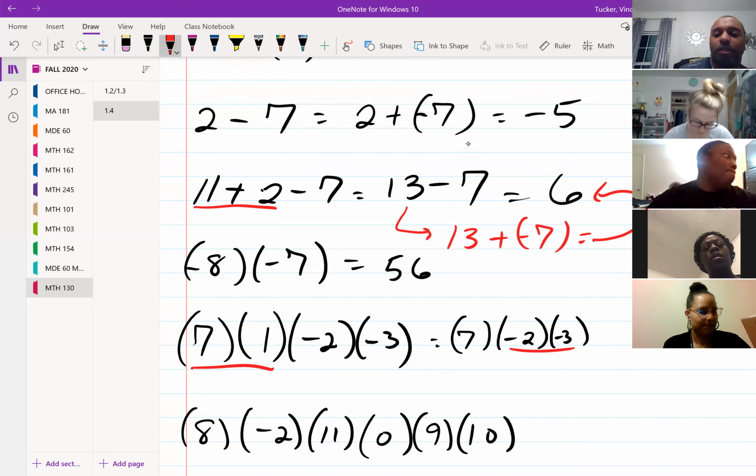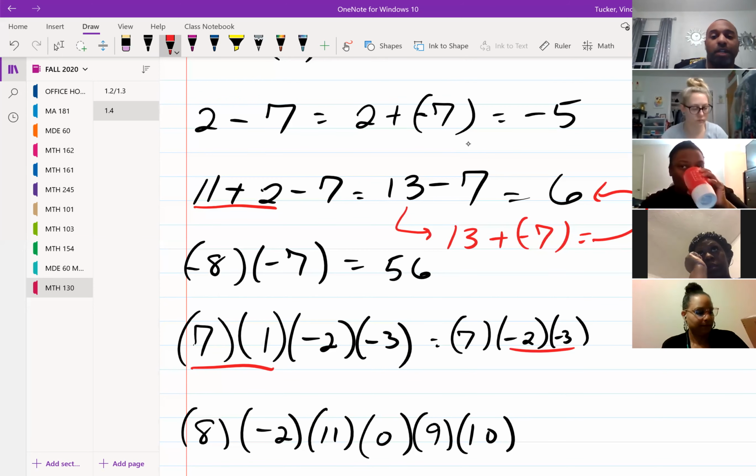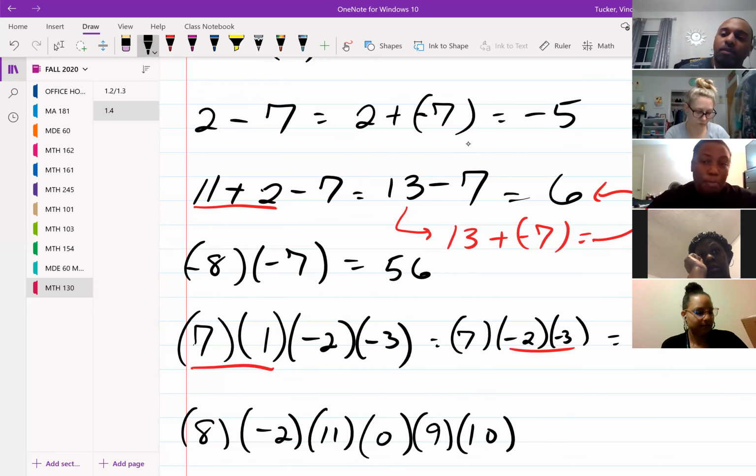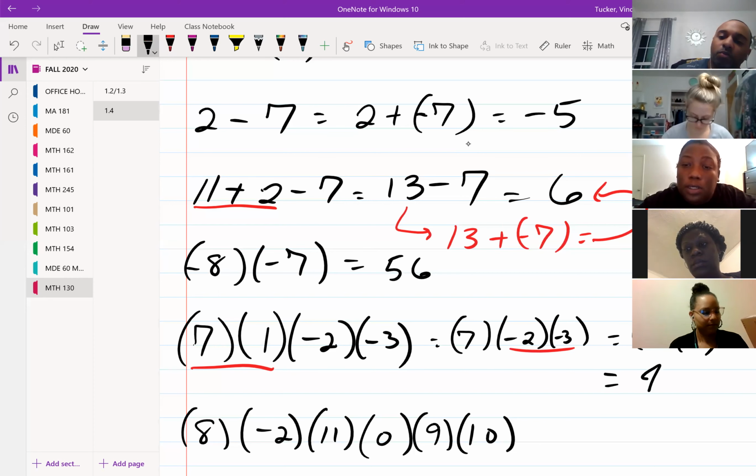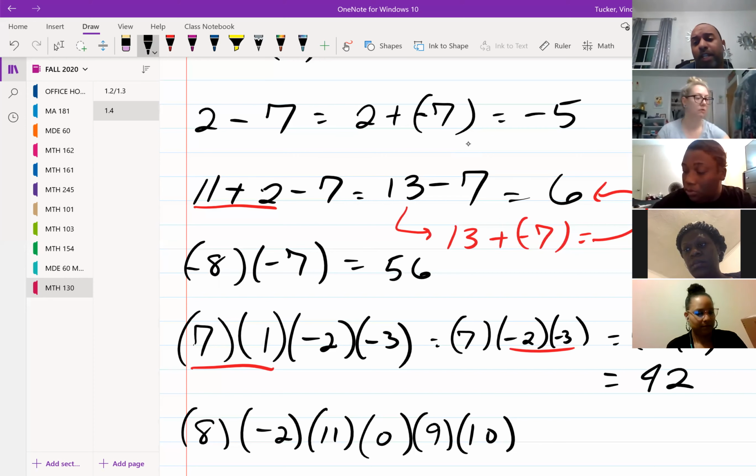I'll just go ahead and be a little different. So I'll jump over here, -2 times -3 would be a positive 6. And then 7 times 6 would be 42. Now, if you wanted, you could have done 7 times negative 2. That would have been negative 14. Then negative 14 times negative 3 would give you a positive 42. So either way, no matter what order, you will still get the same result.